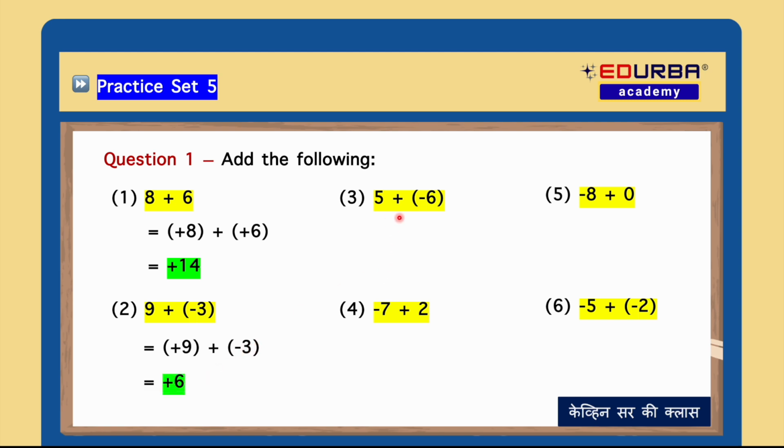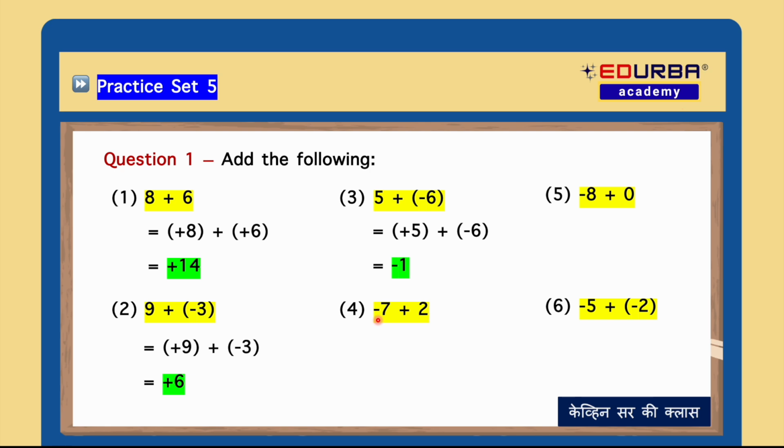Similarly, we have 5 plus minus 6. So let's give the signs first. Plus 5 plus minus 6, and then we know that this is positive and this is negative, and the sign of the bigger number has to come. So 6 is the bigger number and the sign of 6 is minus 1. So we are going to get a minus sign, and then the difference between them, that means 6 minus 5, is going to be 1, and that's how we got the answer minus 1.